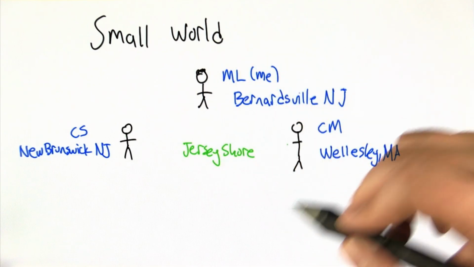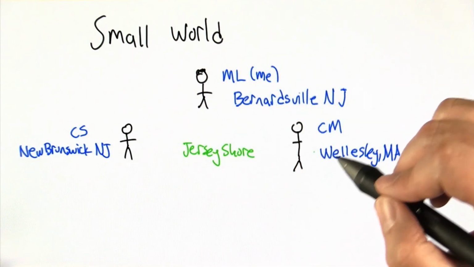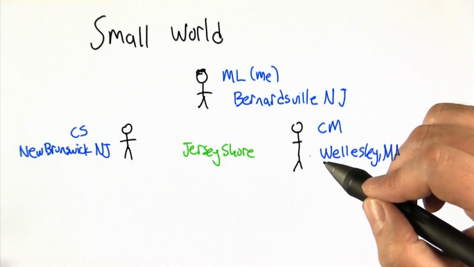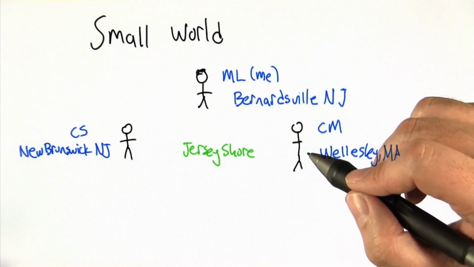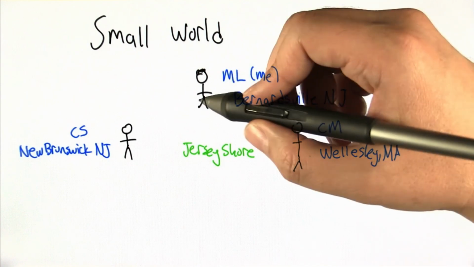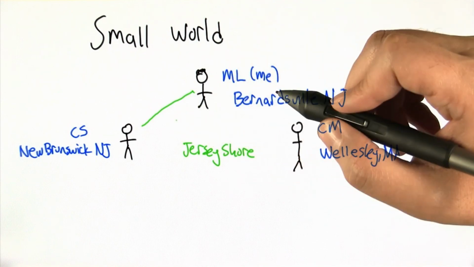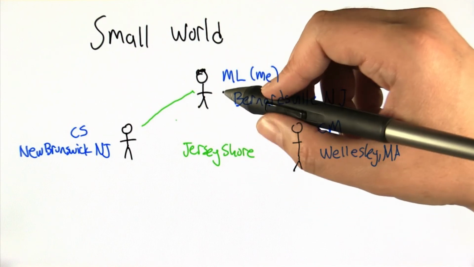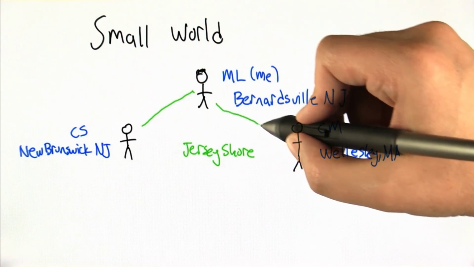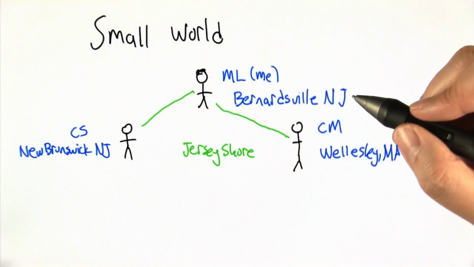Chris S. told Chris M. that he worked at Rutgers University, and Chris M. said, "Oh, do you know Michael Littman?" And Chris S. said, "Actually, yes, small world." So it turned out that Chris S. was connected to me. We both worked at Rutgers and had worked on a project together. And Chris Metcalf and I went to the same undergraduate institution and were friends doing computer science-y stuff.